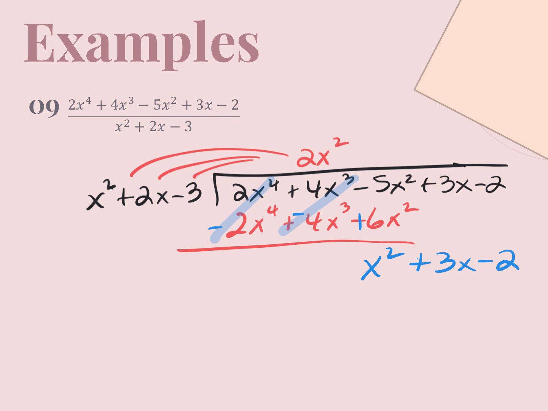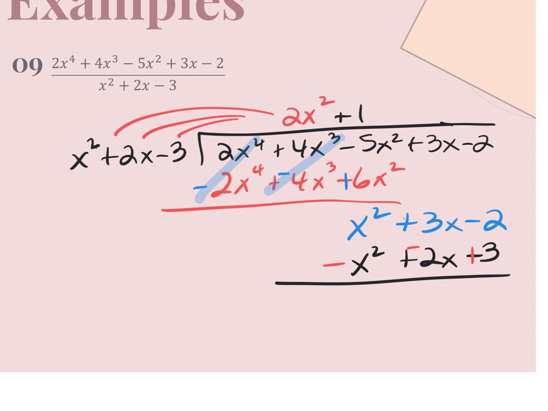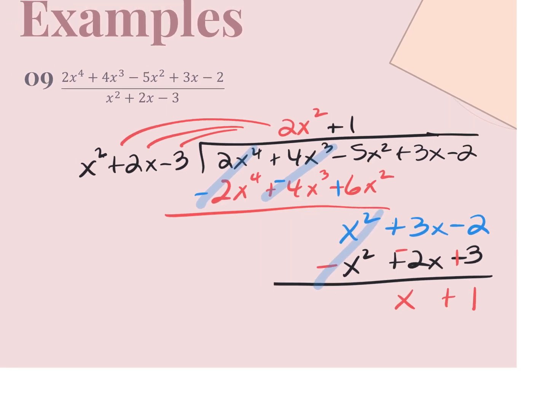So now what am I going to multiply x squared by to make it x squared? I'm going to multiply it by 1. So I'm going to distribute the 1 to all three. So I get x squared plus 2x minus 3. Change the signs to opposite. And then add your columns, or add your like terms. So negative 2 plus 3 is 1. Negative 3 plus negative 2 is just going to be x. And then the x squared's canceled. So this is my remainder.